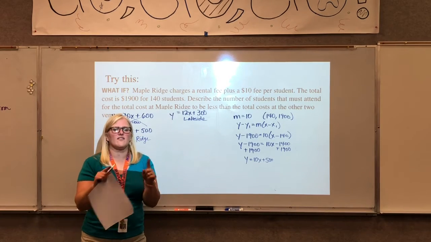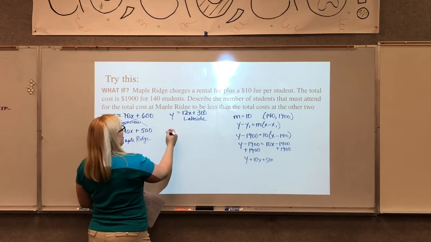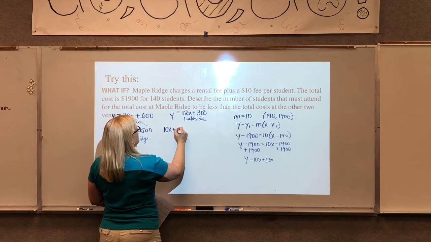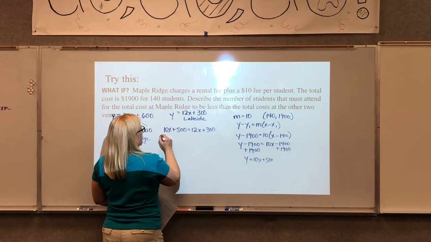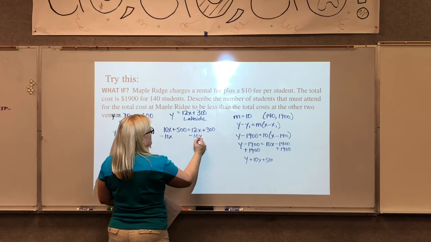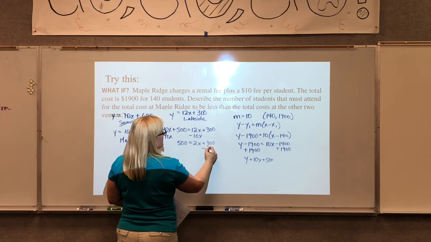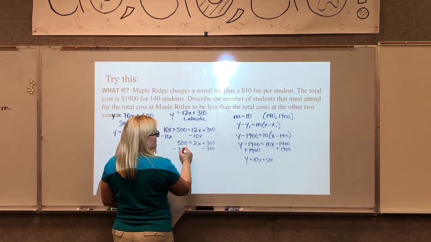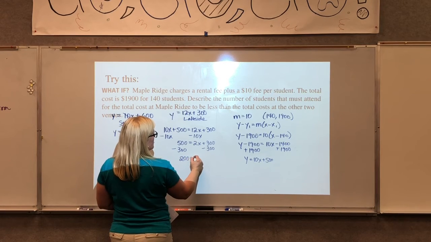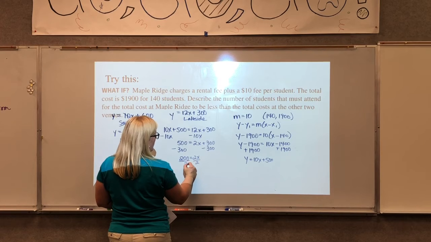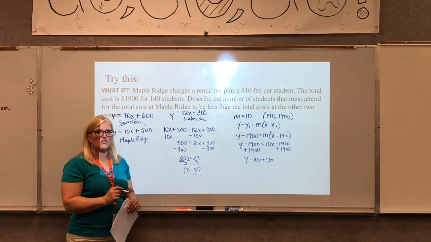And just like last time, we gotta find that point where we know that they're the same price. So I'm gonna set them equal to each other. Subtract 10x. 500 equals 2x plus 300. Okay, and I get 200 equals 2x, divided by 2, x equals 100. So this time, it's 100 kids.